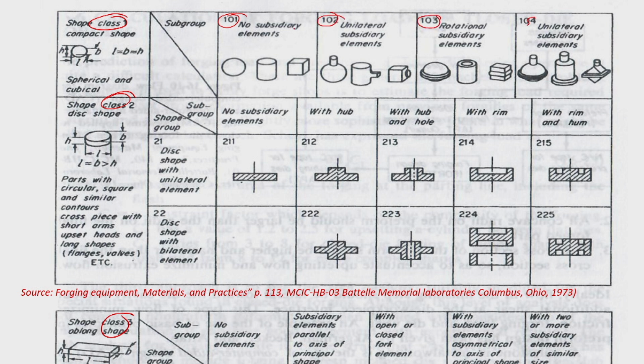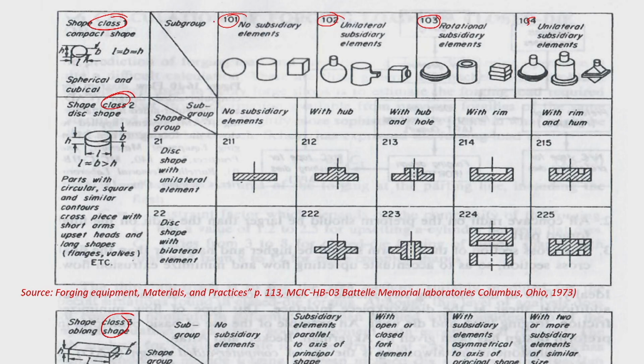In this 101, there is no subsidiary element. It is a simple sphere, a single cylinder, or a single cube. In that case, you call it subgroup 101. So class 1 subgroup 1, that is 101, you classify it. And now, when you move towards the right, the complexity increases.